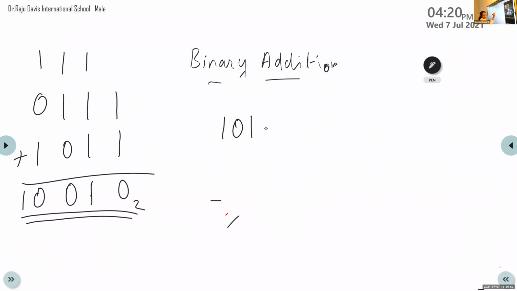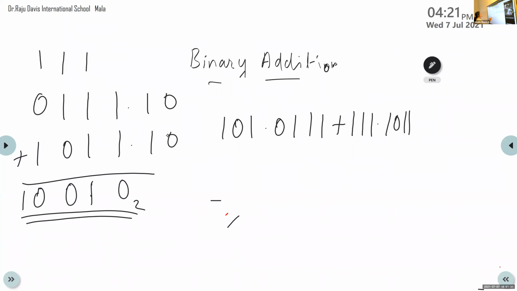101.0111 plus 111.1011. 101.0111 and 111.1011. If it is a fractional number, no problem, you just add, just like our normal binary number. You just add like this: 0 plus 0 is 0, 1 plus 1 is 0 with a carry. If a carry is there, you take the carry to the next digit, just like that. Okay.